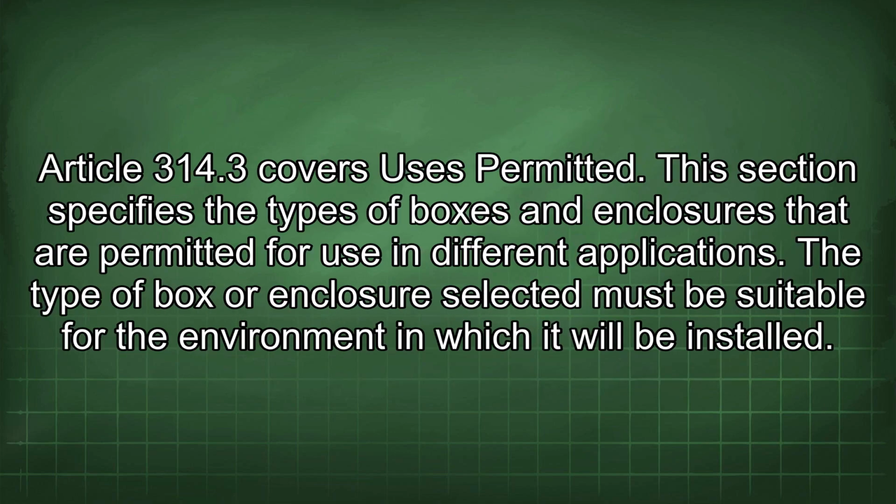Article 314.3 covers uses permitted. This section specifies the types of boxes and enclosures that are permitted for use in different applications. The type of box or enclosure selected must be suitable for the environment in which it will be installed.